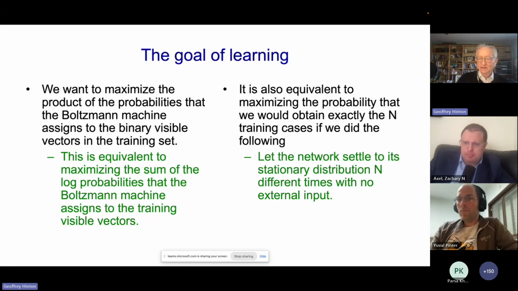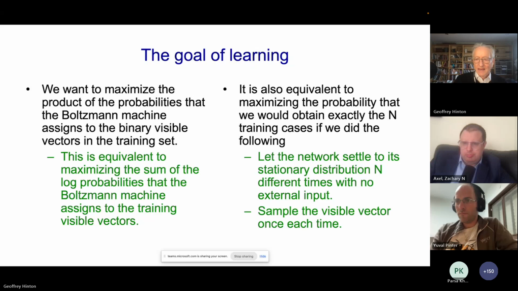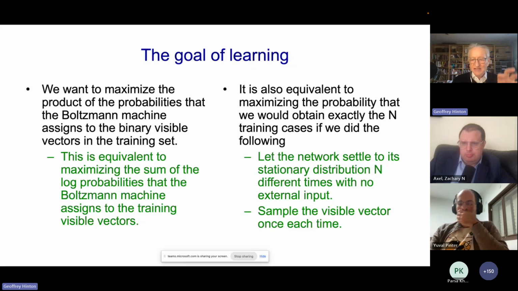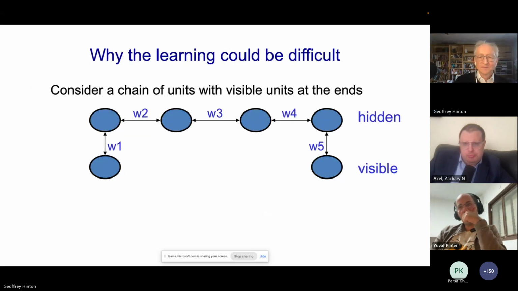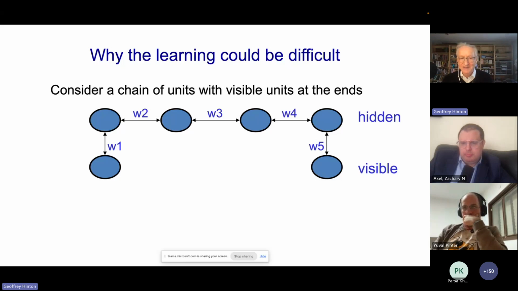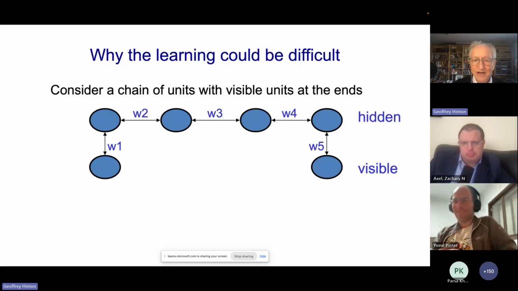So we let the network settle to its stationary distribution, and we sample visible vectors, and we ask, how are the probabilities of those visible vectors related to the energies in the network? Well, I'll come back to that. I first wanted to show you why you might think it's very hard to learn the weights.